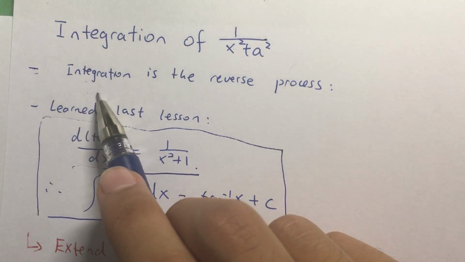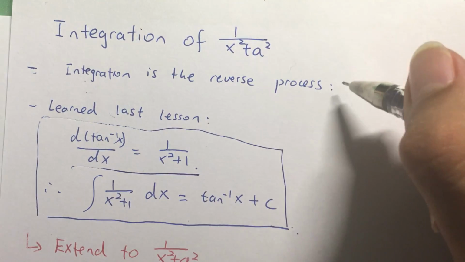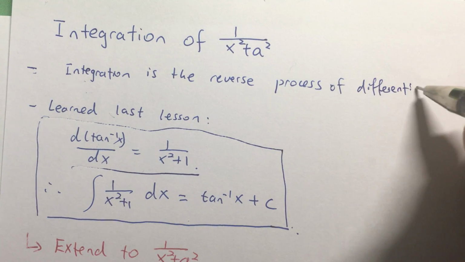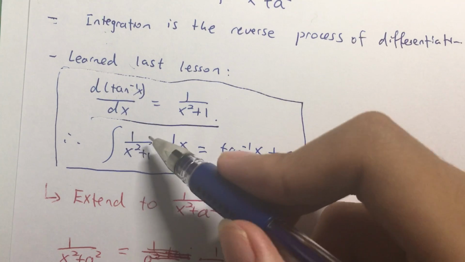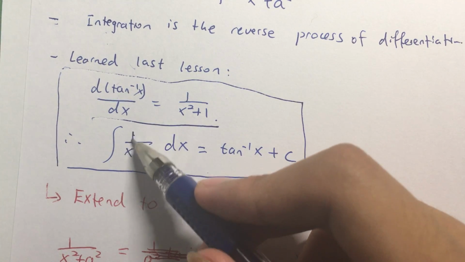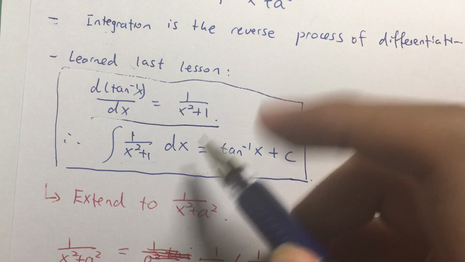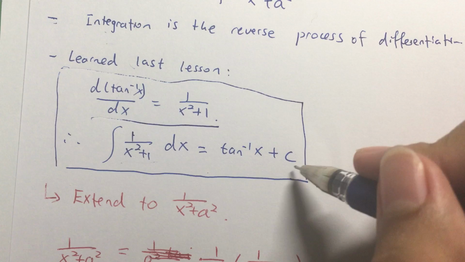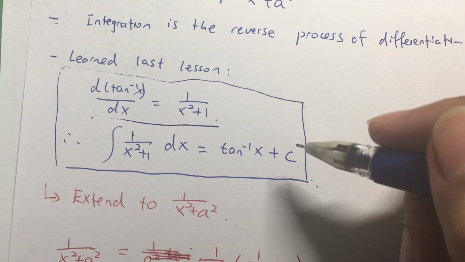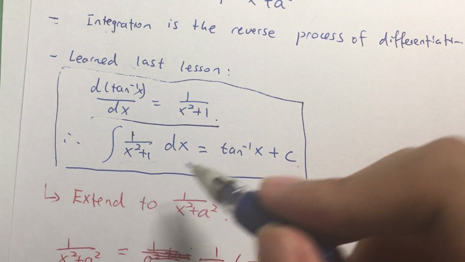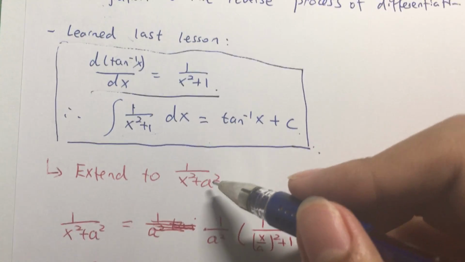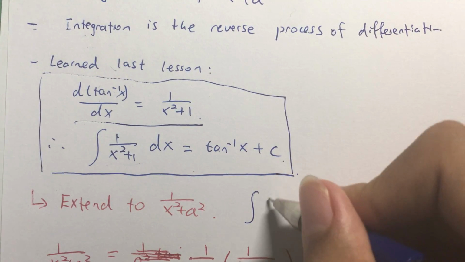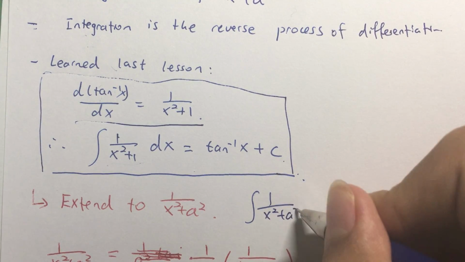And according to this rule, which is integration is the reverse process of differentiation, we can know that the integration of 1 over x squared plus 1 dx is equal to inverse tangent x plus c. So that is our rule. Now let's extend this into 1 over x squared plus a squared. So let's try to integrate 1 over x squared plus a squared dx.